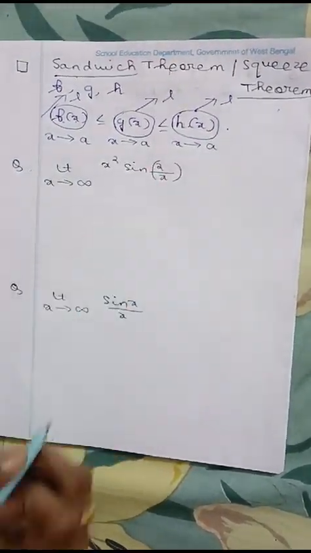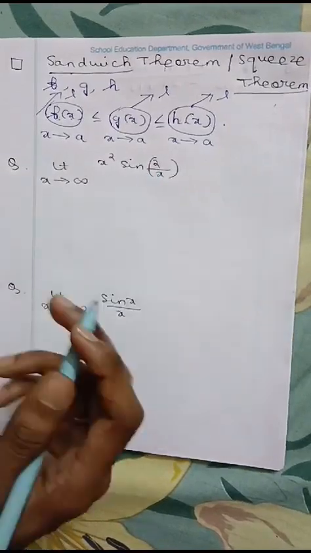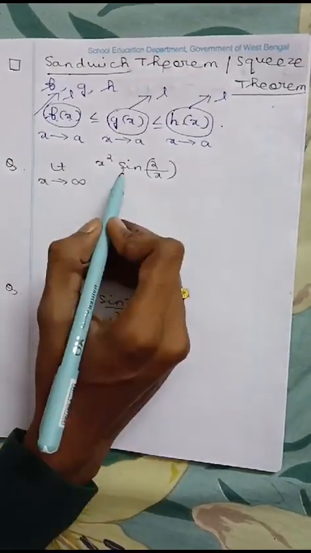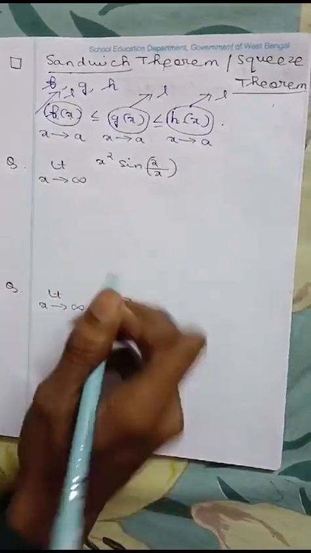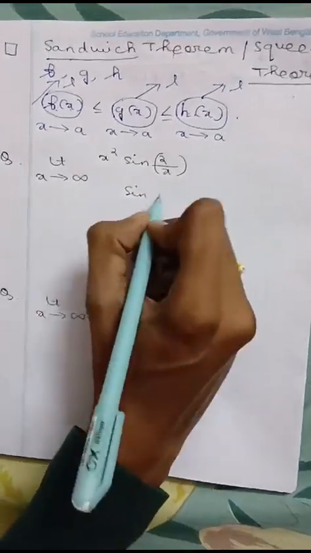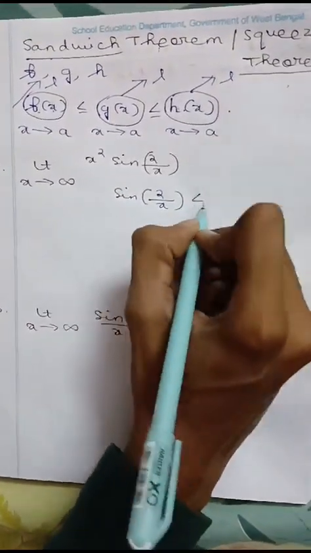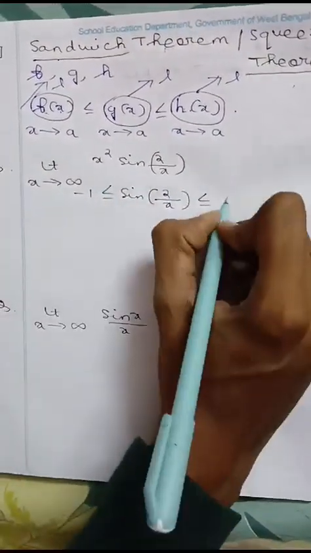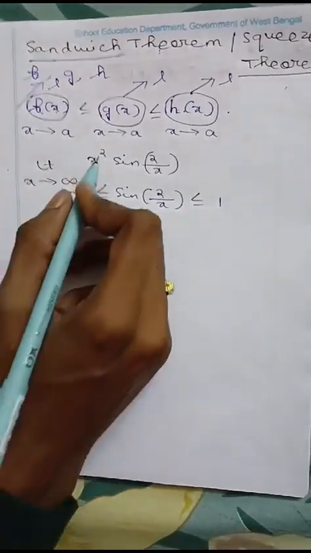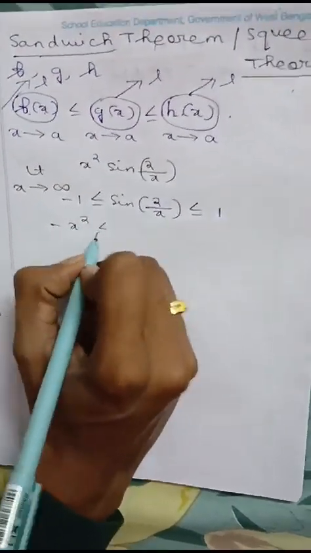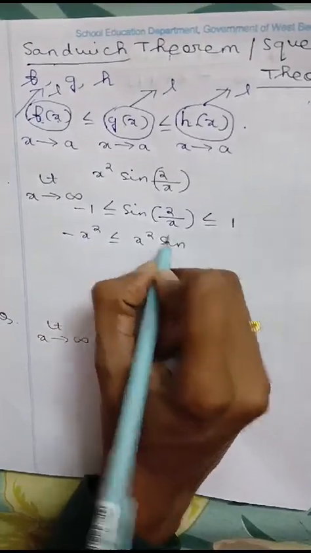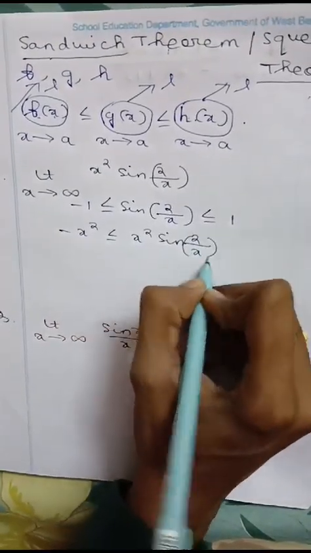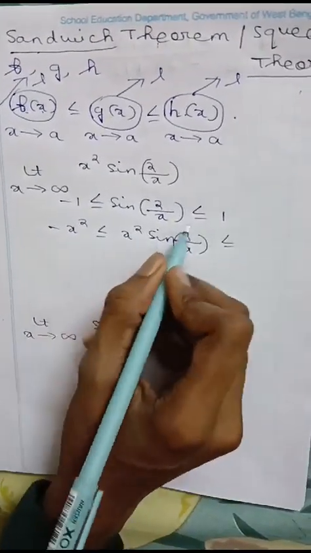Sine of 2 by x, or 3 by x, whatever it is, sine ranges between -1 and +1. So simply, sine of 2 by x ranges between -1 and +1. Now let us multiply this by x square. So minus x square is less than or equal to x square sine of 2 by x, which is less than or equal to x square. That is the desired expression whose limit you want to find.